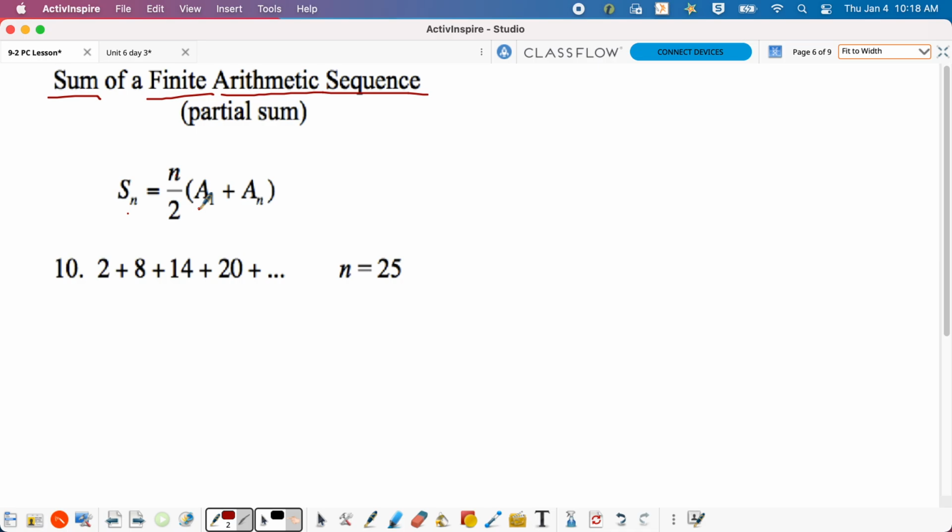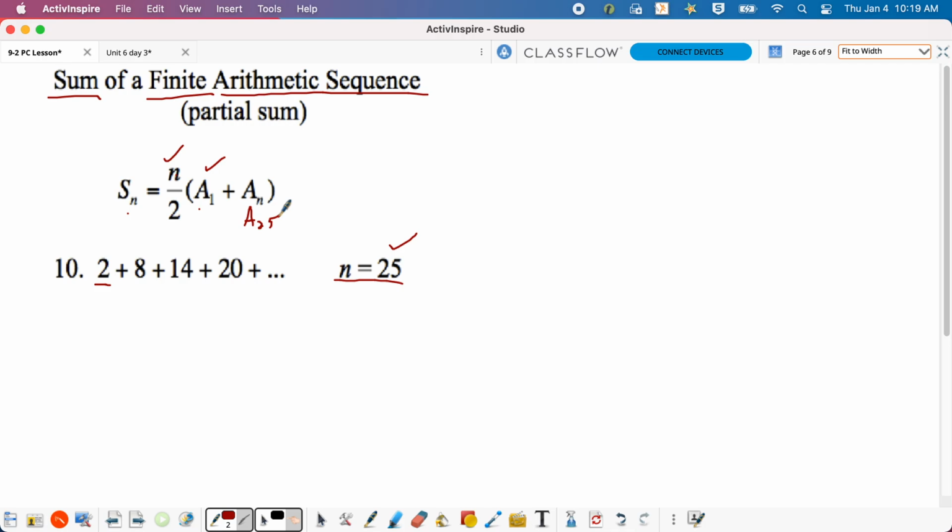So for number 10, we have the arithmetic sequence 2 plus 8 plus 14 plus 20 plus ... up to 25 terms. So I'm going to add together 25 terms of this sequence that goes 2 plus 8 plus 14 plus 20 plus ... All right, so looking at this, I have the first term, great, 2. I have the number of terms, which is good, which is 25. But I don't have my a sub 25. I don't have my last term. I don't have that nth term.